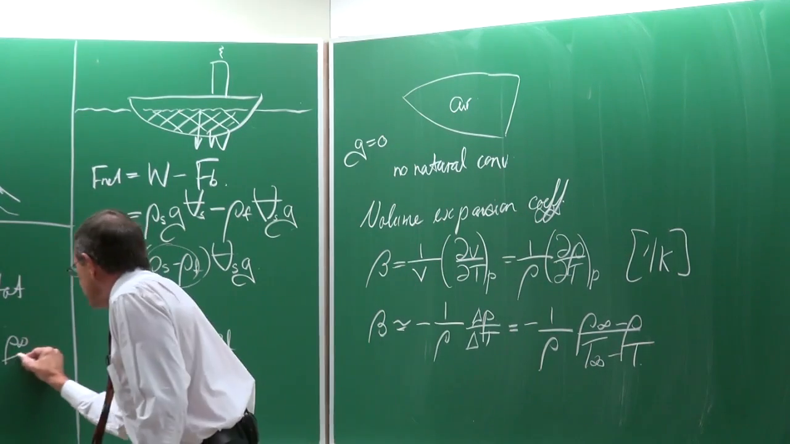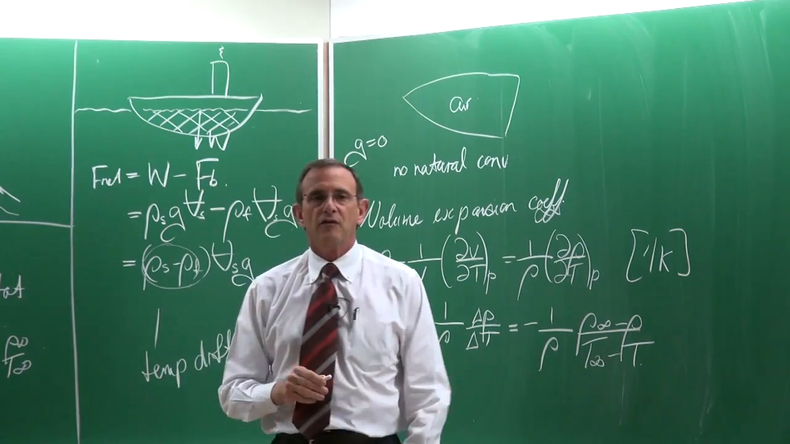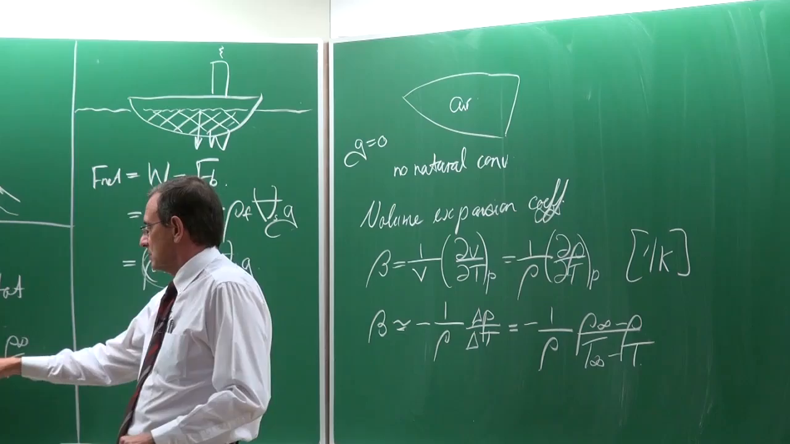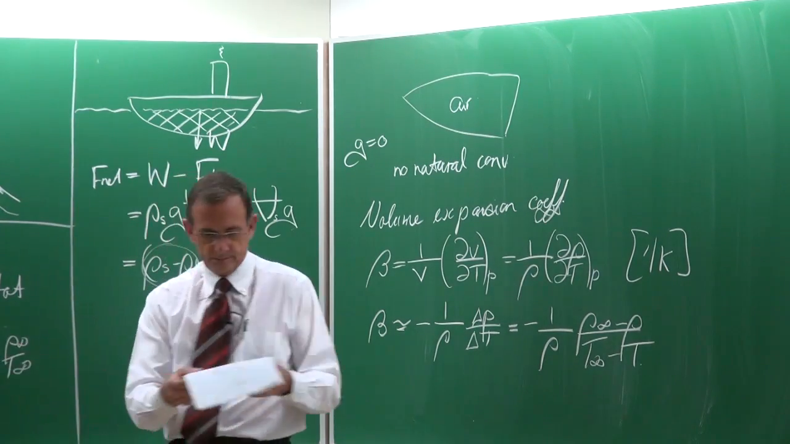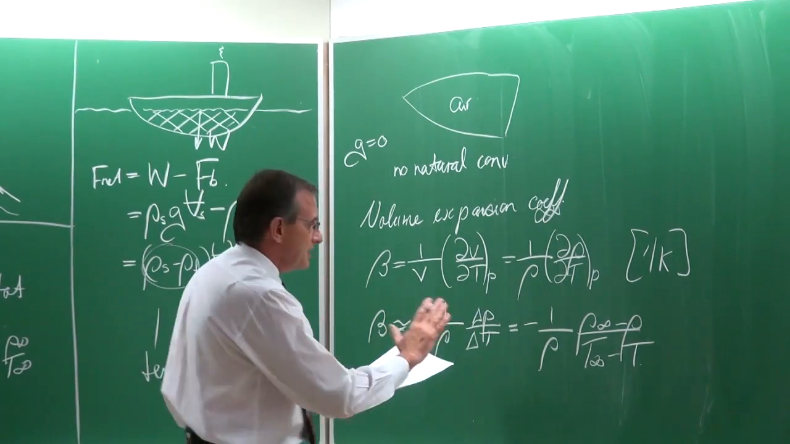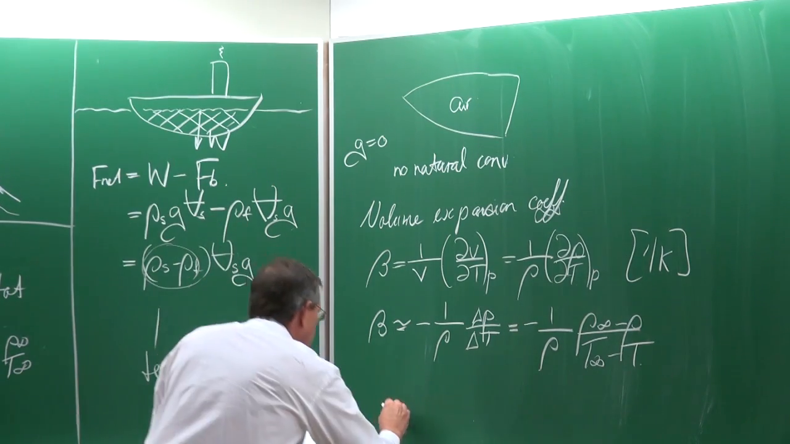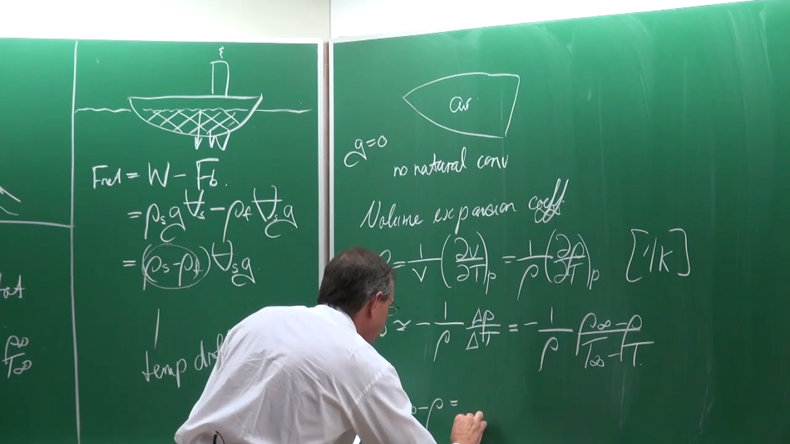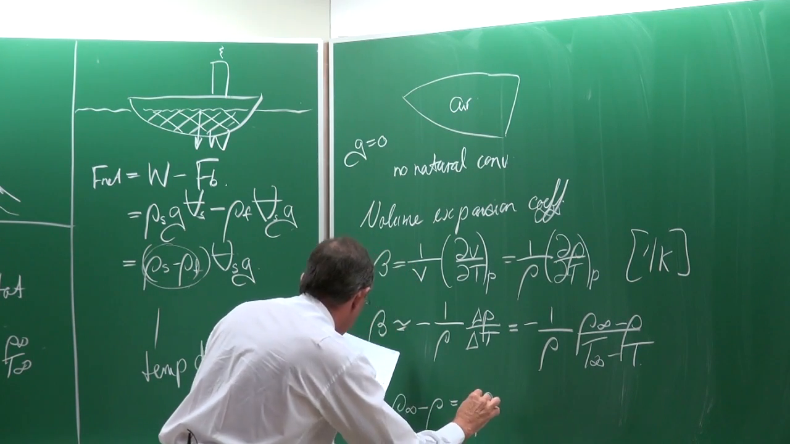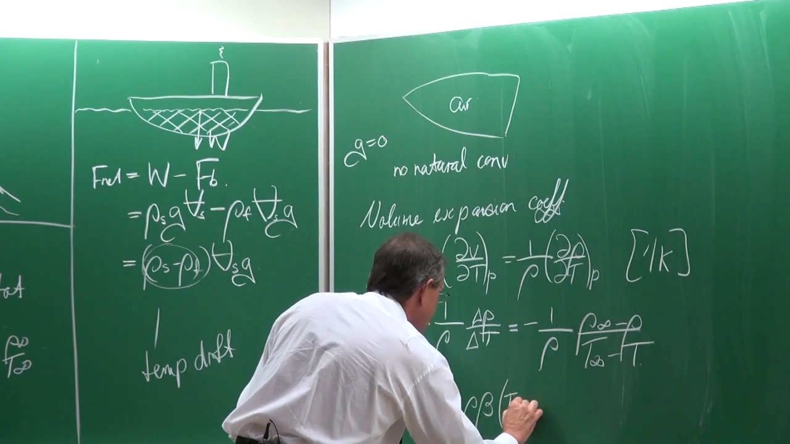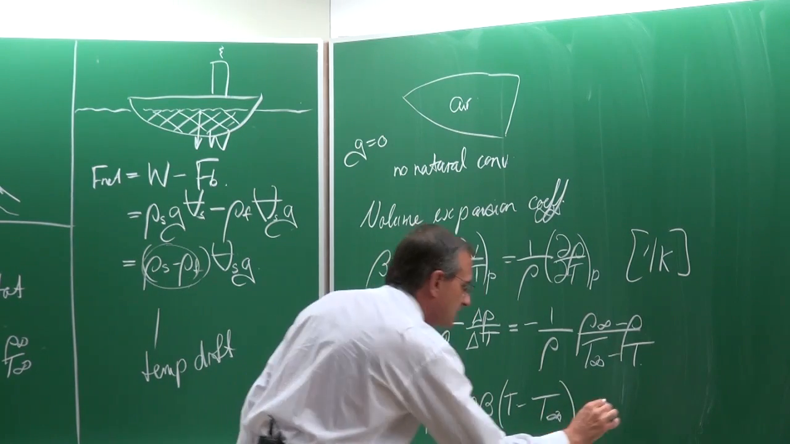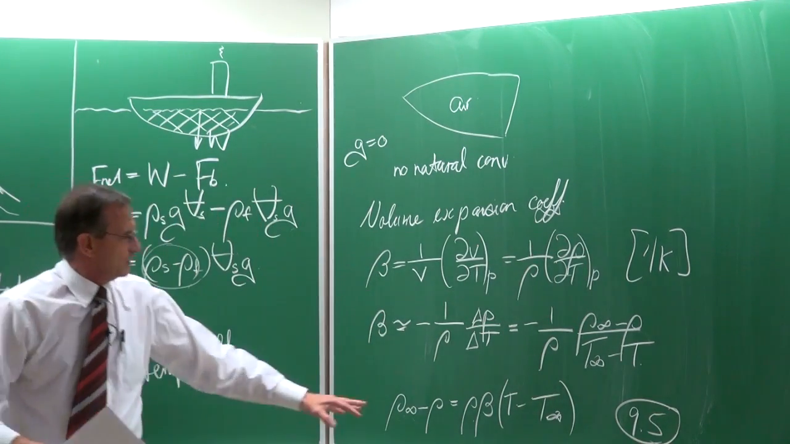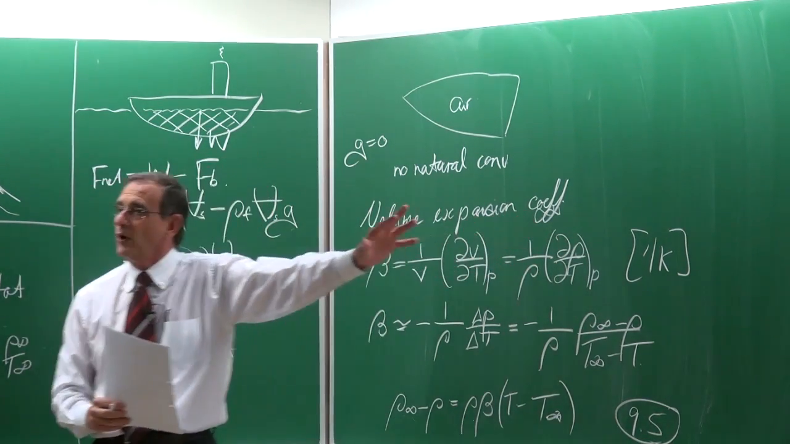So again, that would be T infinite, far away from the beer can, where that temperature is not equal to the temperature on the wall of the beer can. So what this is all about is the fact that you can now write that the change in density is equal to rho multiplied by beta multiplied by T minus T infinite. And that is equation 9.5 in your textbook. And it is actually quite an important equation because it is going to be used somewhere else.